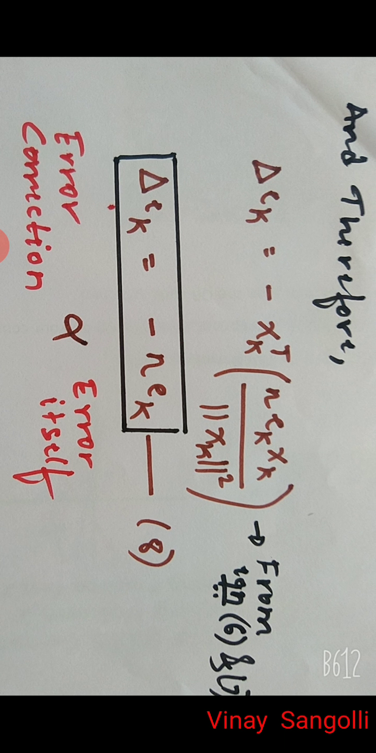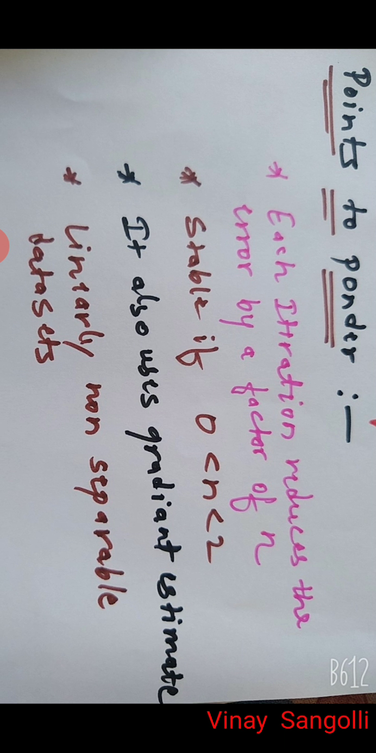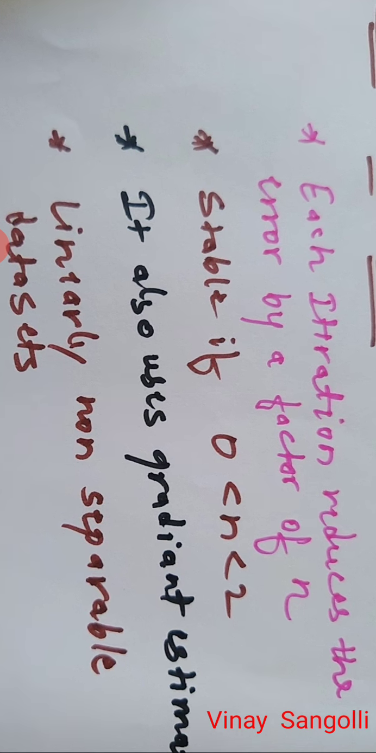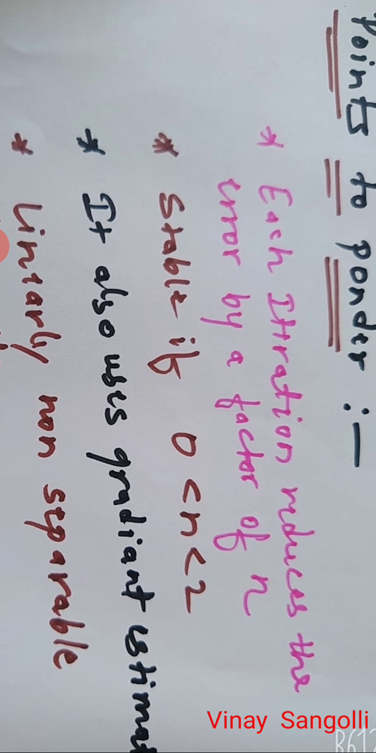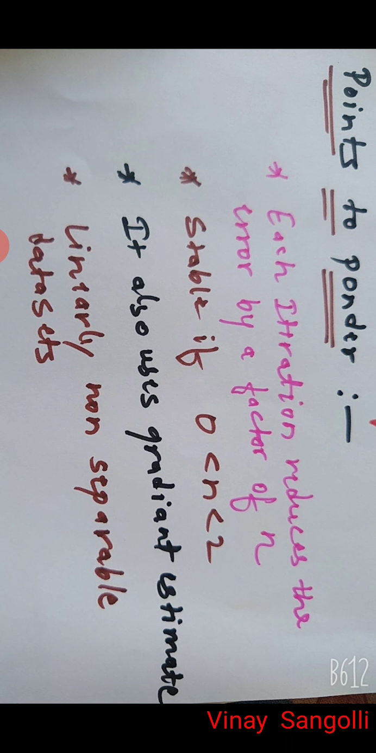There are some other points to ponder on. If we take a small look at the different points: the first point is that with every iteration we are reducing the error by a factor of eta. As we go on increasing the number of iterations, the error goes on reducing, but by what amount? By an amount of eta. That brings the next point: what must be the value of eta? To keep the system stable, we always define our eta in the range of 0 to 2.